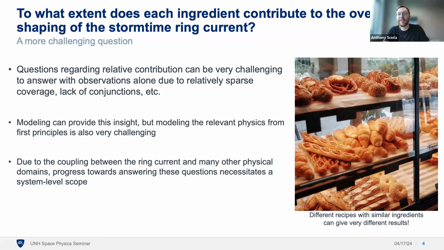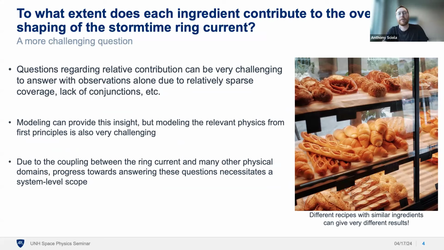For a simple bakery analogy, if you have the same ingredients but different proportions of each one, and you mix them together in different ways, you're going to get a very different result on the other end. So one of our goals is to dig more into those relative proportions and how they all interact with each other.